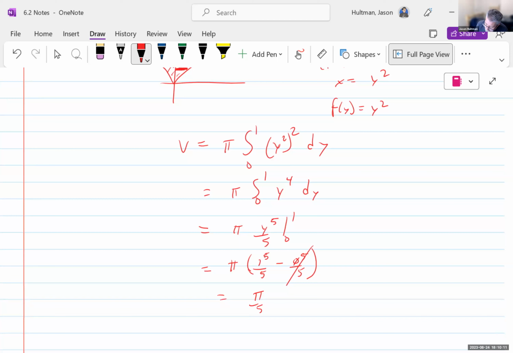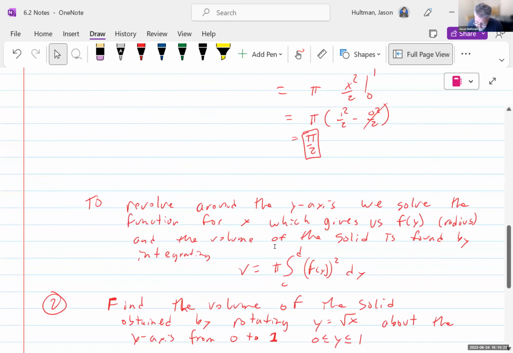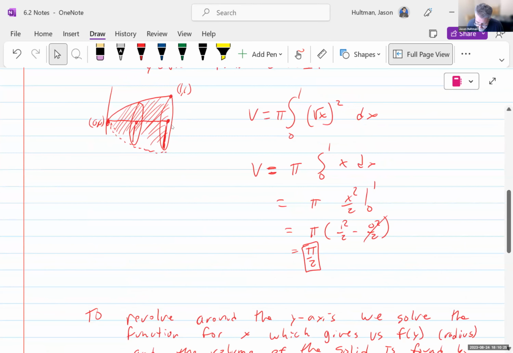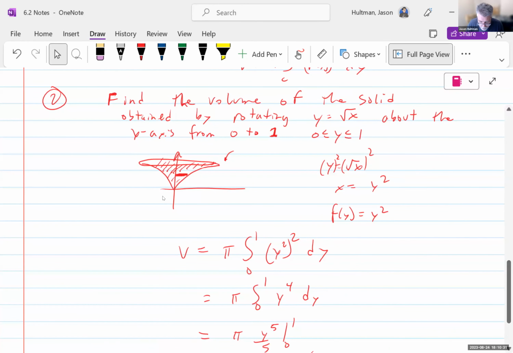So whereas the cup had a volume of pi over 2, this spinning top has a volume of pi over 5. Smaller volume. Kind of makes sense if you look at the diagrams. This has much more girth to it and a bigger volume, and this one has less volume.